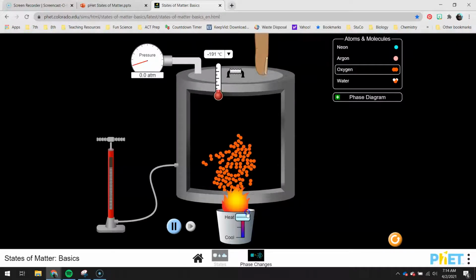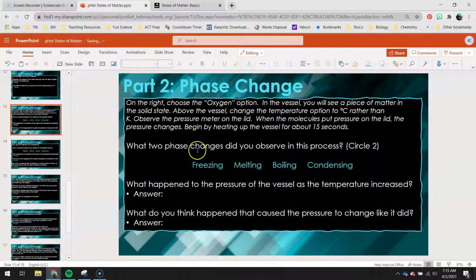So we haven't seen anything yet with it, but as our molecules start moving around the container, they're going to start colliding with the lid. And now you guys will notice that our pressure is changing. Okay, so answer these questions here.